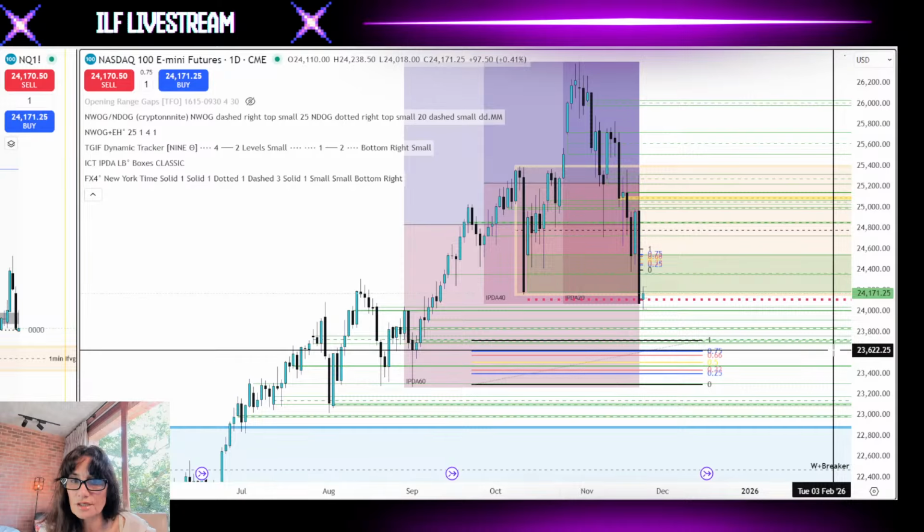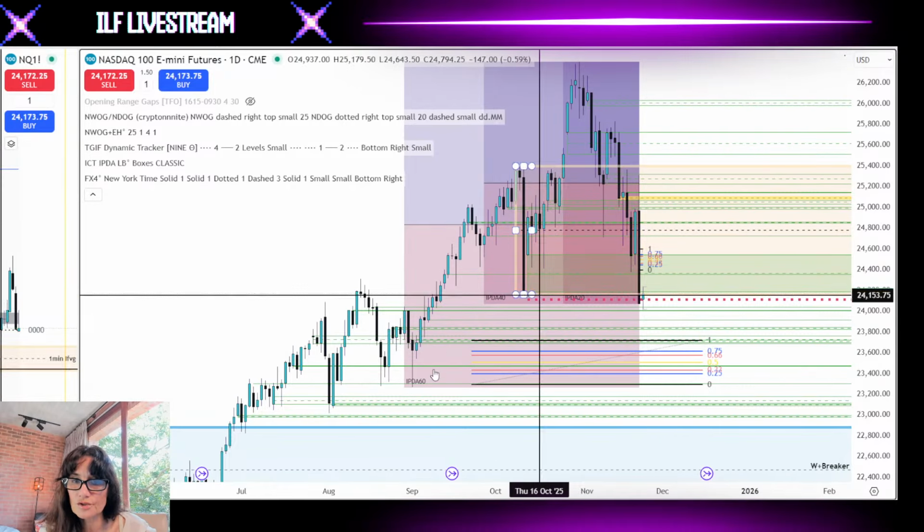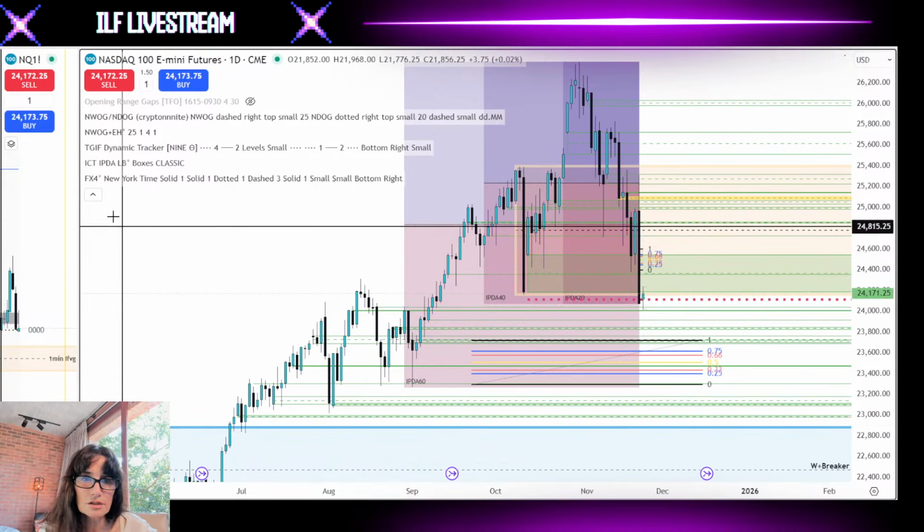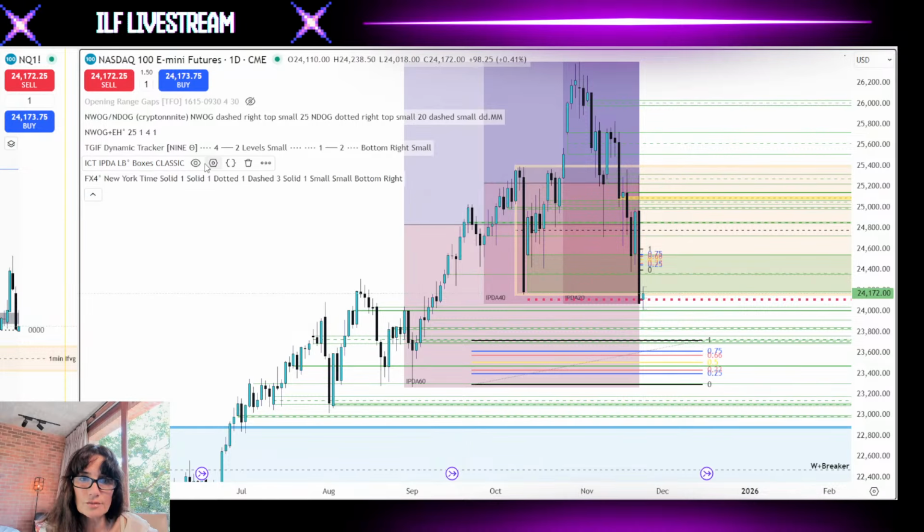Okay, let me see, what do we have here? I'm going to keep all the NWOGs on because those are important as well. So yeah, I'm looking forward. It might be a little bit choppy though, because if we go back into the 20% range very quickly, the move might not come before next week.